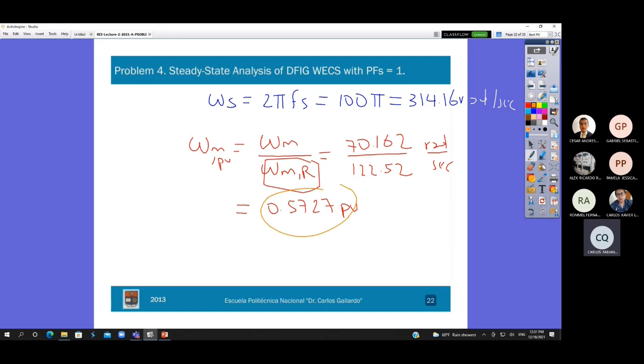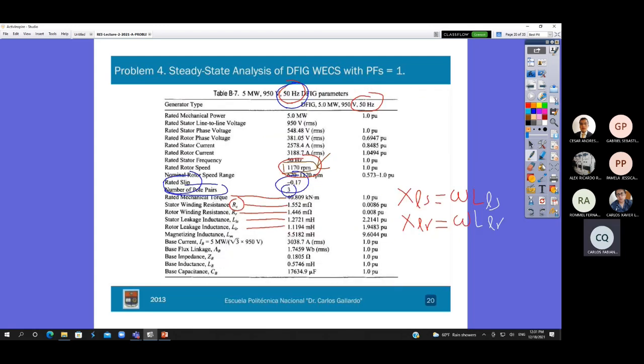So let's start with the mechanical power. The mechanical power is proportional to this speed ratio squared. So I will get the rated mechanical torque times the mechanical speed, with the speed ratio, which in this case is equal to the per unit value, so it's proportional to the square, in order to compute the torque. So let's go back. What is the rated mechanical torque? Let's go back to the table. The rated mechanical torque for this turbine is this value, 40,809.